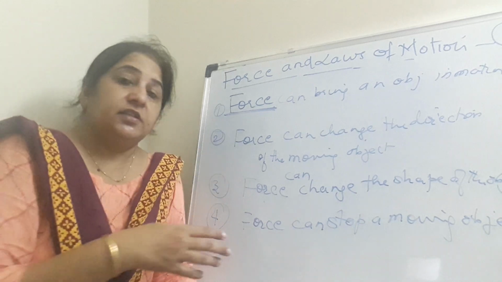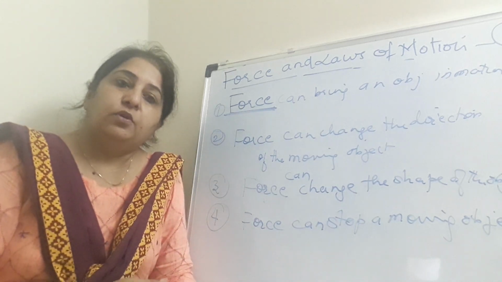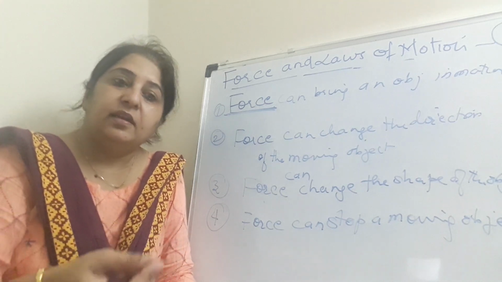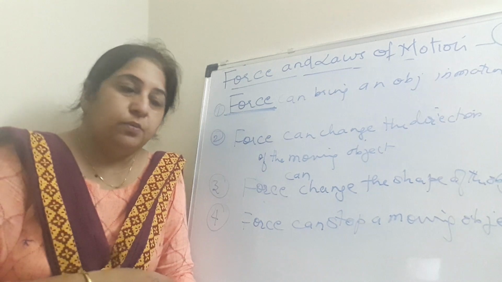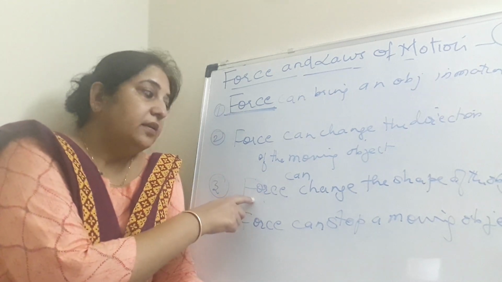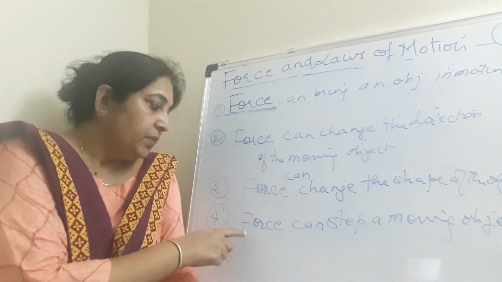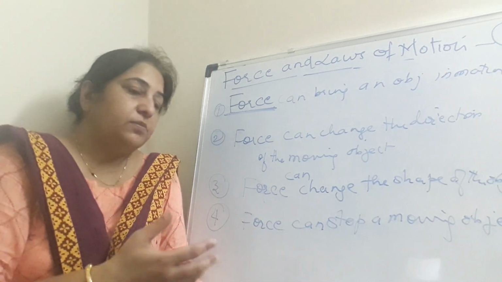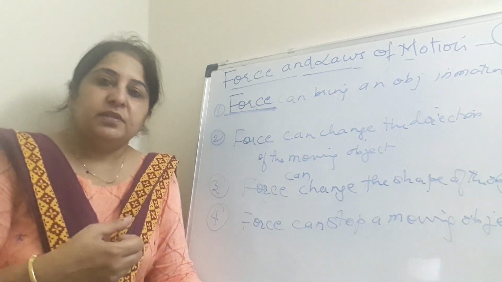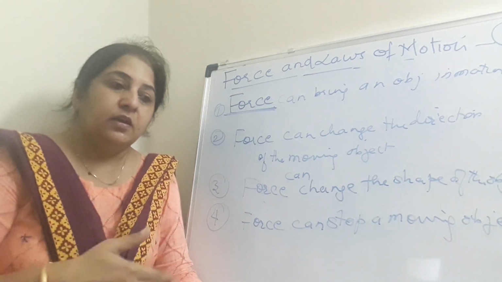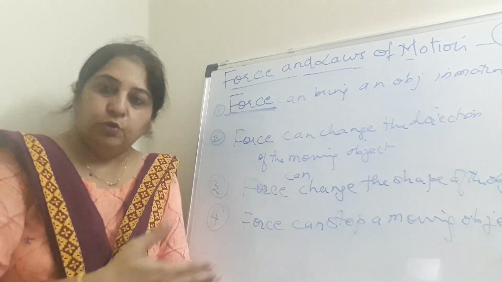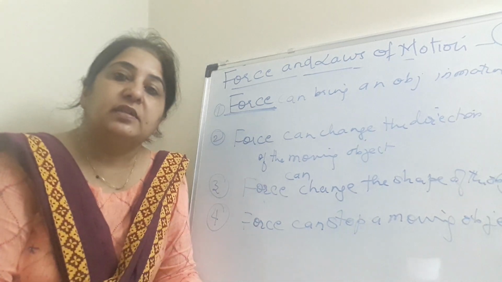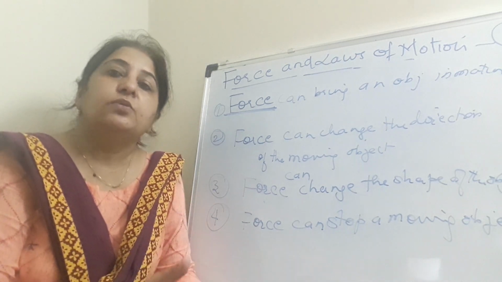Then force can change the shape of the object, as I gave you the example of squeezing a lemon, or pressing a rubber ball, or pressing any tube or toothpaste tube. That comes under force can change the shape of the object. Then force can stop a moving object. That means if any object is in motion, you can stop it. A girl is sitting on a swing. You know what a swing is? It goes in a to and fro motion, and if you want to stop it, you can apply force from the back side or from the front side, so that the swing will stop.